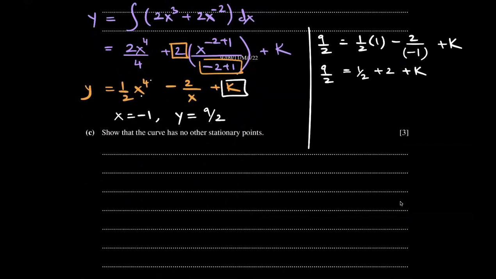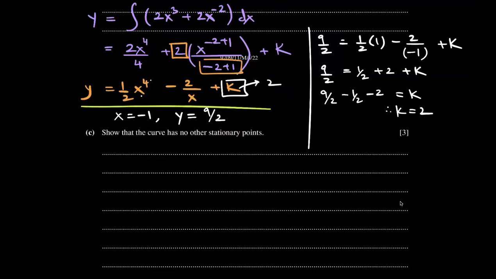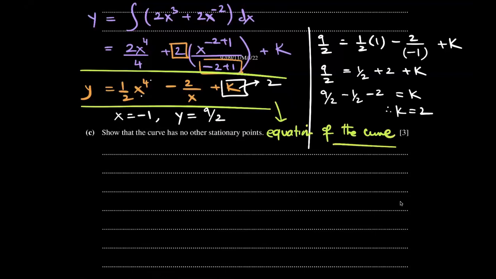Therefore, 9 over 2 minus half minus 2 equals 2k. So 8 over 2 is 4, 4 minus 2 is 2. Therefore, k comes out to be 2. Therefore, once the value of k is 2, this is the equation of the curve. So the equation of the curve is found by double integration.